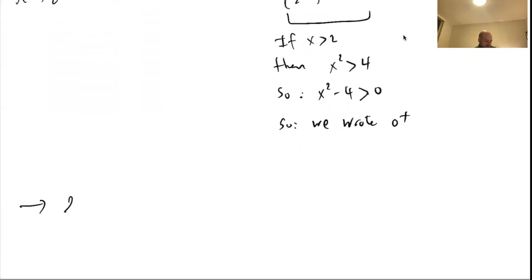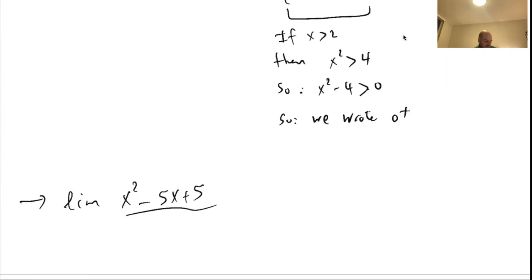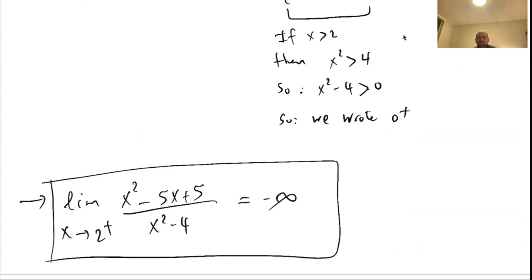So we can say that the limit of x squared minus 5x plus 5 divided by x squared minus 4 as x approaches 2 plus is equal to minus infinity. So it's not indeterminate. We don't need L'Hopital. We would need L'Hopital if there is an indeterminate form. And we are only allowed to use L'Hopital not for all indeterminate forms, only for those of the form 0 over 0 or infinity over infinity. For other indeterminate forms, first we need to transform them to one of these forms, either 0 over 0 or infinity over infinity.